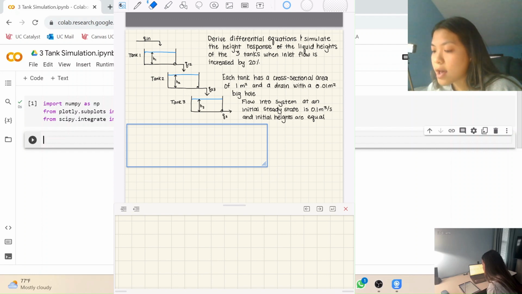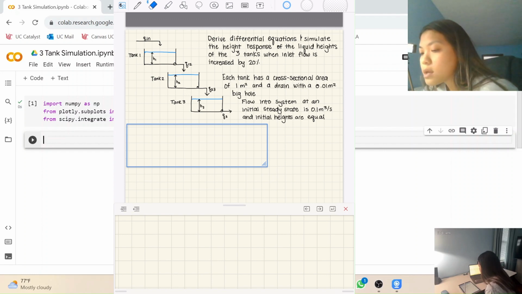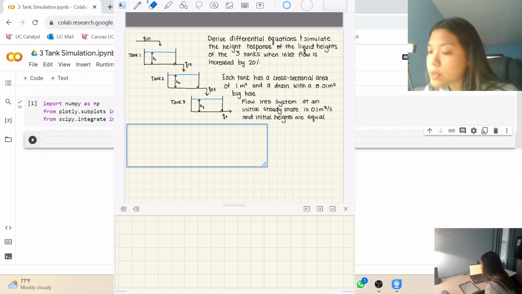And we also have a nice little diagram here on the left. So Q is going to represent the flows. Qin is the flow into the first tank. Q12 is the flow from the first tank to the second tank, and Q23 is the flow from the second tank to the third tank, and lastly we have Q3, which is the flow out of the third tank. We have the three tanks, tank 1, 2, and 3, and then we have the heights, H1, H2, H3, which is the height of the fluid within its respective tank.